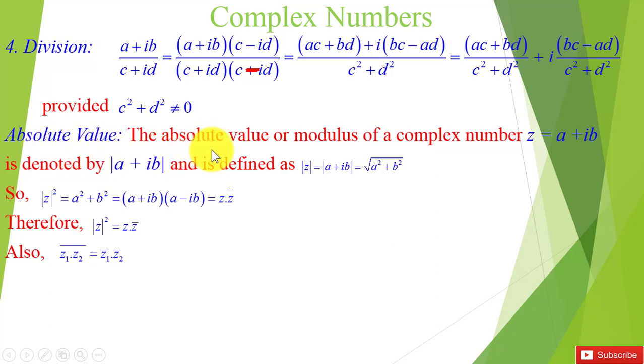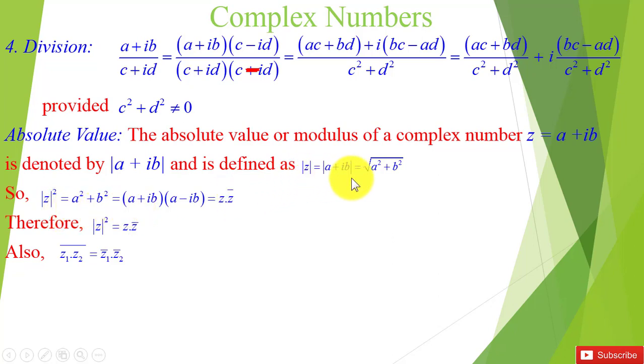Absolute value. The absolute value or modulus of a complex number z is equal to a plus ib is denoted by modulus of a plus ib and is defined as modulus z is equal to modulus of a plus ib is equal to under root a square plus b square. Therefore, modulus z square is equal to a square plus b square.